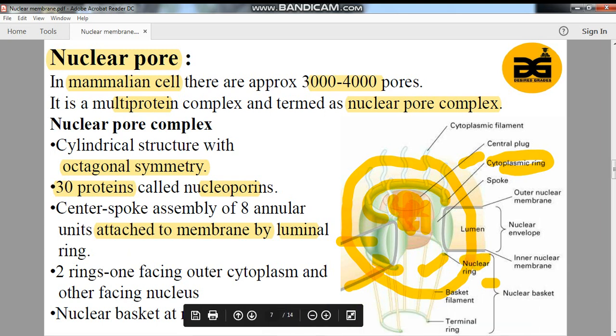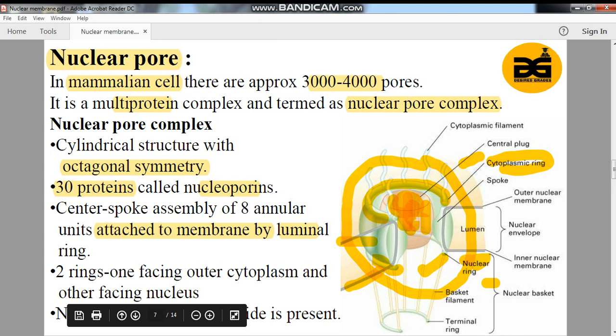Towards the nucleus part there is a basket like structure, you can see very clearly. This whole forms the basket like structure, but still the function of the nuclear basket is not clear, or it is not identified yet.